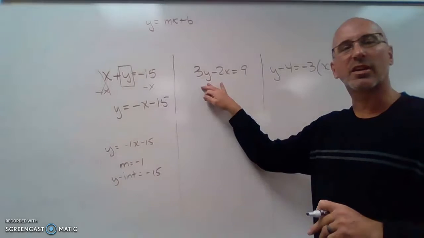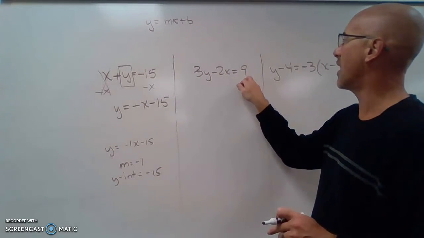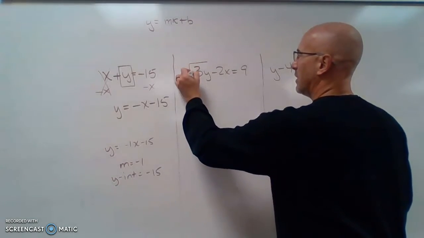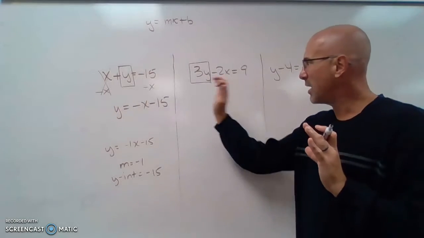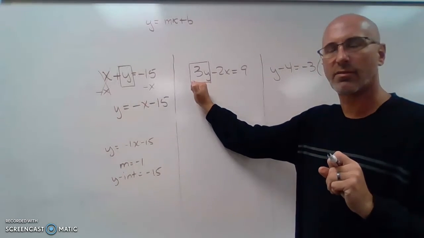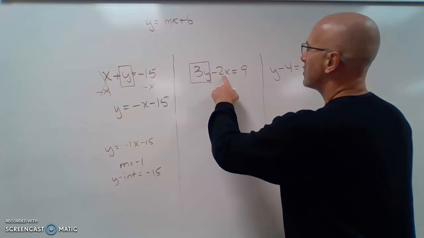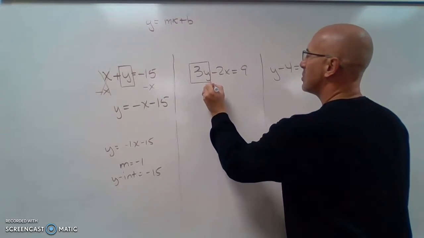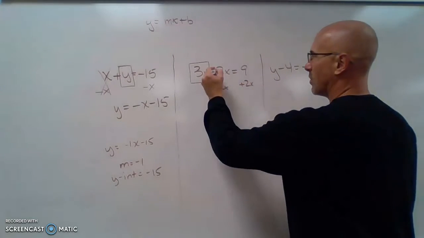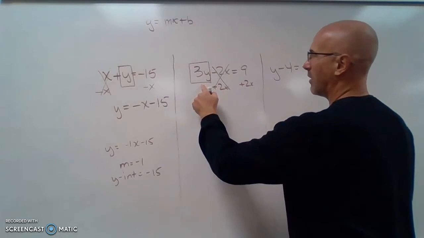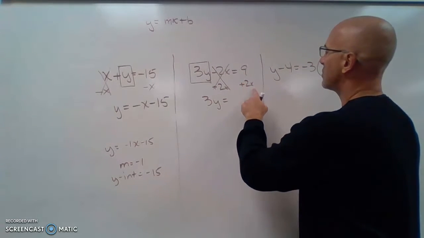Now, let's look at this one. 3y minus 2x equals 9. The first thing I would suggest is to put a box around your y term. We're going to keep that. We want to make sure that it is by itself on the left. Everything else has to be moved over to the right. I have minus 2x, so I am going to add 2x to each side. This drops off. I am left only with 3y, and then I have a 9 and a plus 2x.